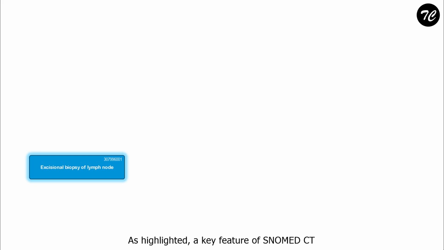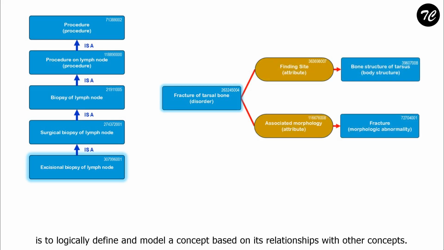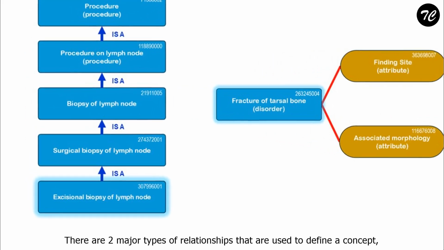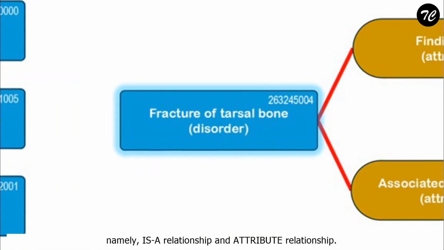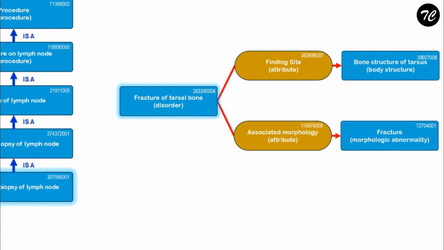As highlighted, a key feature of SNOMED-CT is to logically define and model a concept based on its relationships with other concepts. There are 2 major types of relationships that are used to define a concept, namely, is a relationship and attribute relationship. They define the characteristics of SNOMED concepts.